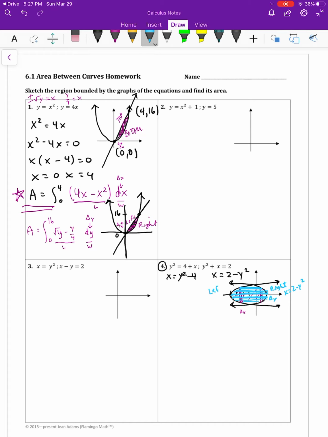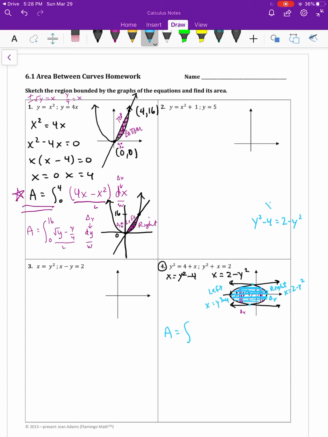Your right function is going to be x equals 2 minus y squared, and your left function is going to be x equals y squared minus 4. And so for this one, if you found the area by integration, you would need to know what your points of intersection are. So you do have to find these two points of intersection.